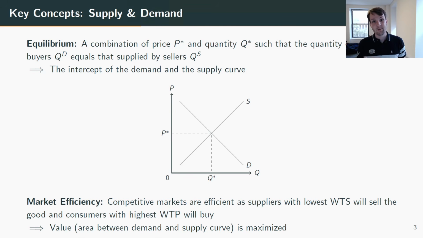Whereas similarly on the flip side, where we look at the producers or sellers, the one who has the lowest willingness to sell, which you can think of as being the most efficient producer. If they have a low willingness to sell, that means that it's really cheap for them to produce this good. They're really good at producing the good. Those are the first ones to sell. And ultimately, when we think about value, it's the area between the demand curve and the supply curve, this wedge, that is maximized in a market where we derive the equilibrium that way. So we generally like these competitive markets.